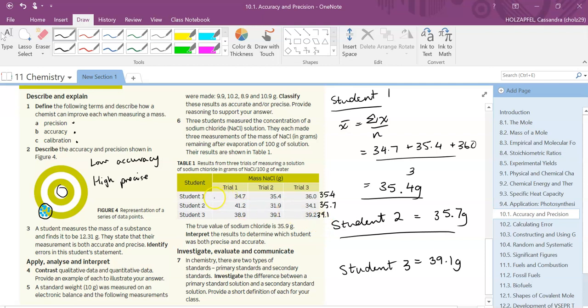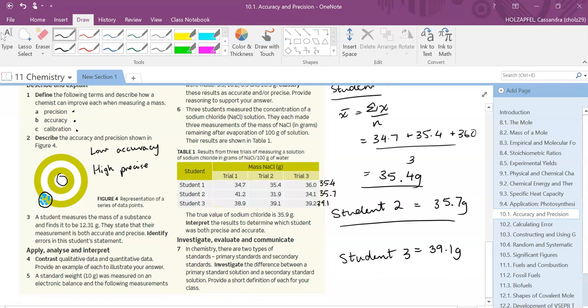Okay, so let's summarize. This guy is moderately precise, moderately accurate. This guy, highly accurate, but not precise, because he's got so much variation within his scores. And then this guy here, very precise, not very accurate.